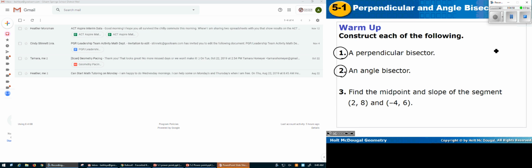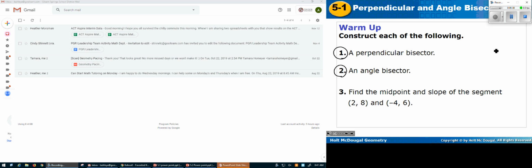And once we find where they cross, where do we connect that point back to? The vertex A. And that gives us an angle bisector, which, remember, splits your angle into two congruent parts. Any questions on reviewing those constructions? Okay, so that is where we're going to start this lesson, is talking about perpendicular bisectors and angle bisectors.